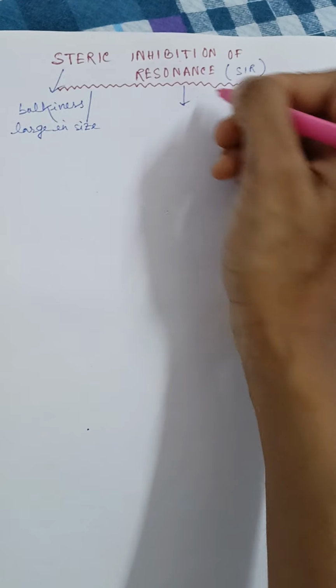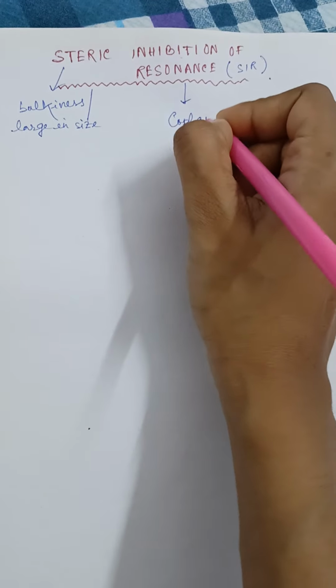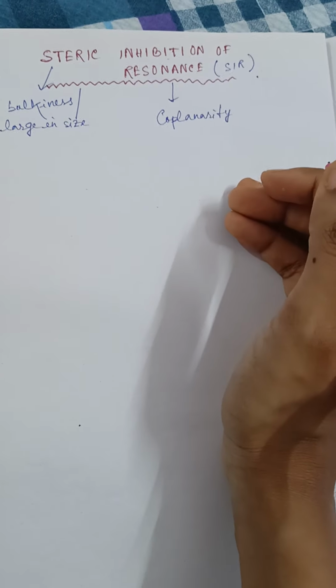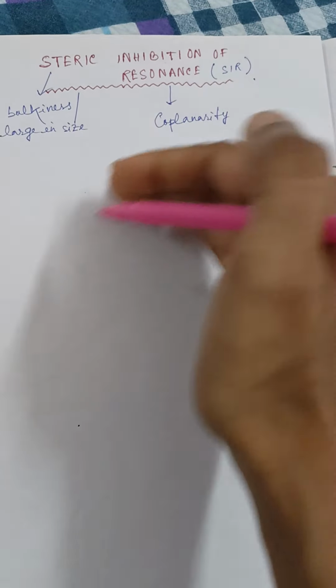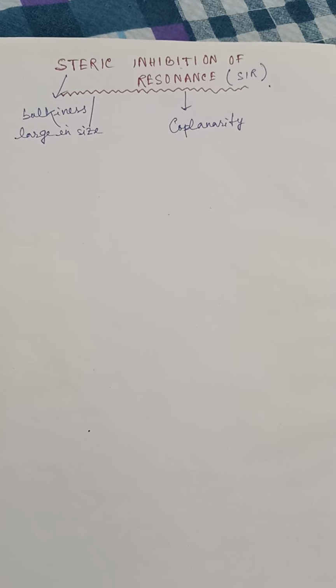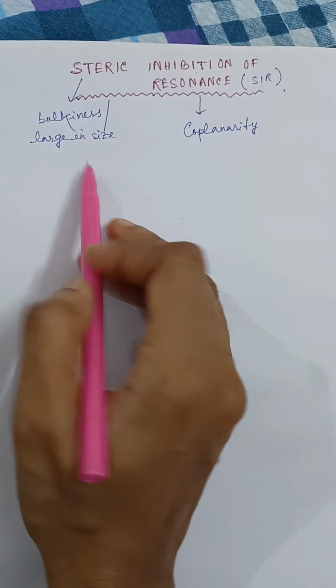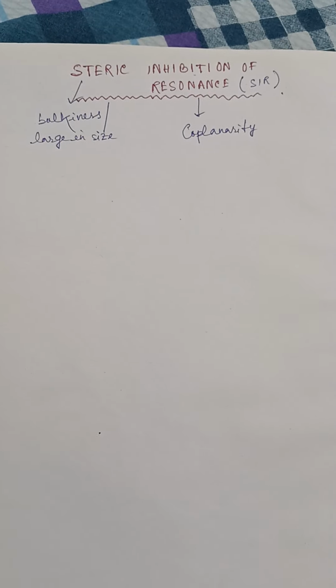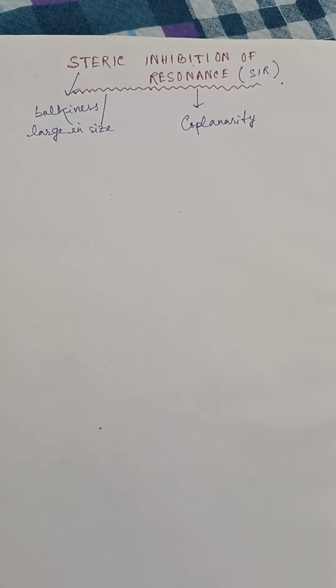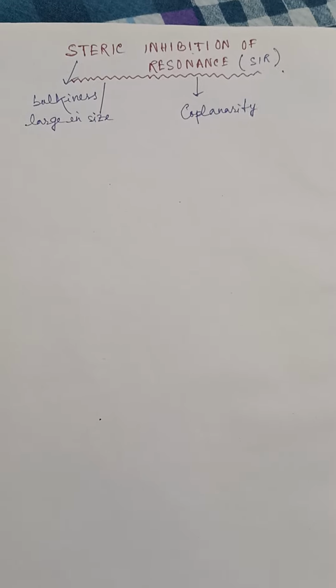Now for resonance, a very important factor is coplanarity, right? The atom having a lone pair or negative charge or electron density should be coplanar with the ring or with the system. Only then is resonance possible. Now, if due to the bulkiness of some group this coplanarity is disturbed, then resonance does not take place. Because of that, lots of factors change, like acidity, basicity, bond length, all these factors change. So I'll try to provide you some examples so that you get a clear idea.